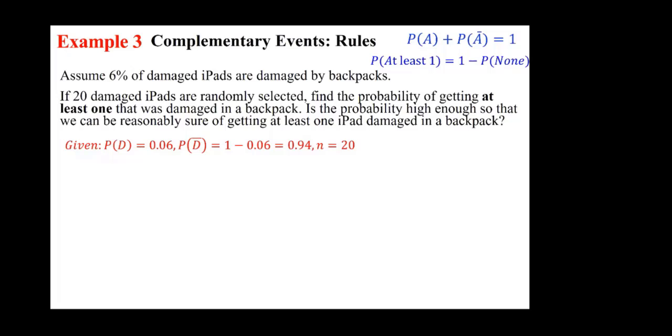If you have 5 of them, to the power of 5, 10 of them, to the power of 10, and 20 of them, to the power of 20, which is simply 0.94, remember 1 minus 0.06, 0.94 to the power of 20, and the answer is 0.2901.